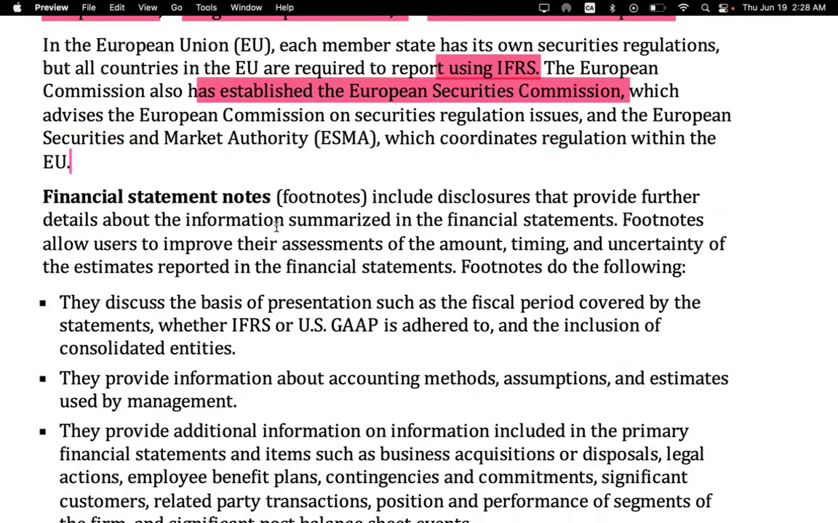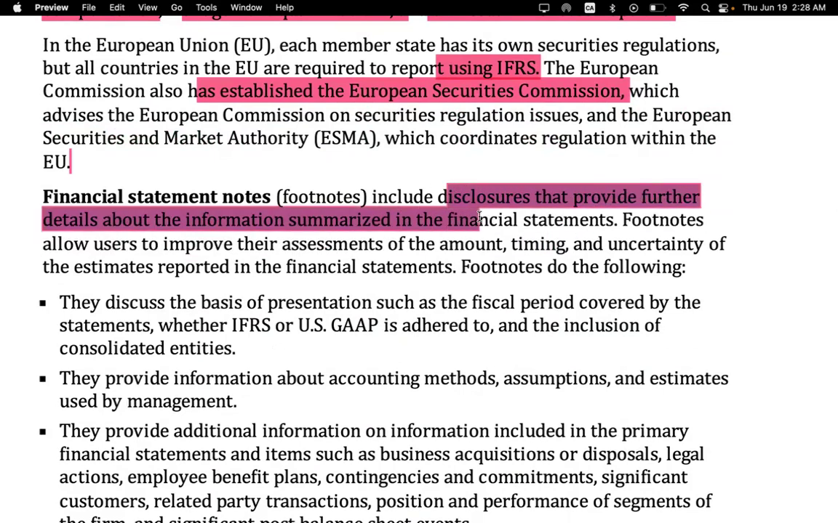Okay, financial statement footnotes, they provide disclosures about further details about the information summarized in the financial statements. So financial statements are just a bunch of numbers, okay? Footnotes are very objective in nature. The management commentary is a little subjective, but footnotes are very objective and they are just giving you additional information. They are telling you things that you otherwise could not have known. Okay, you could not have known them unless you read the footnotes, because you just would not have access to that information.